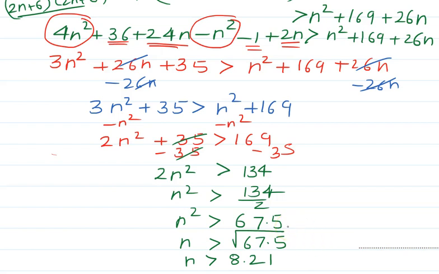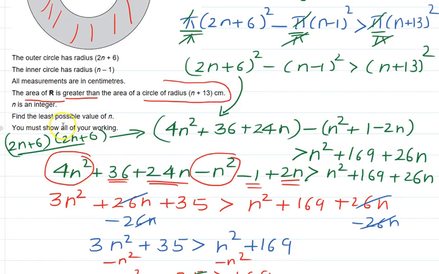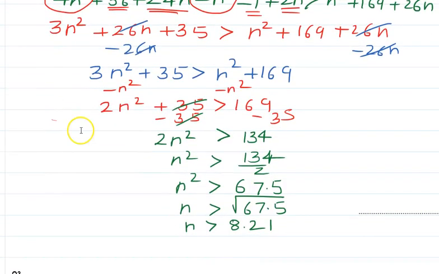So the question they were asking is: find the least possible value of n, and you must show all your working. n is an integer, so it is not a decimal number, it is an integer, so n will definitely be greater than 8 here. It is the least possible number, so n is greater than 8 because they are asking about integers. Nice and easy.